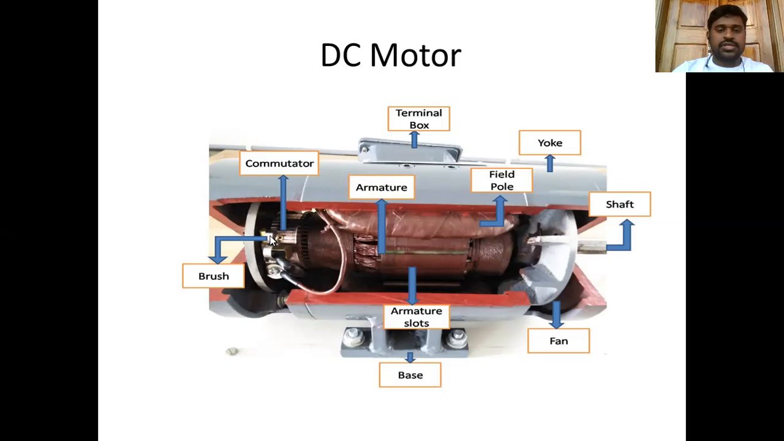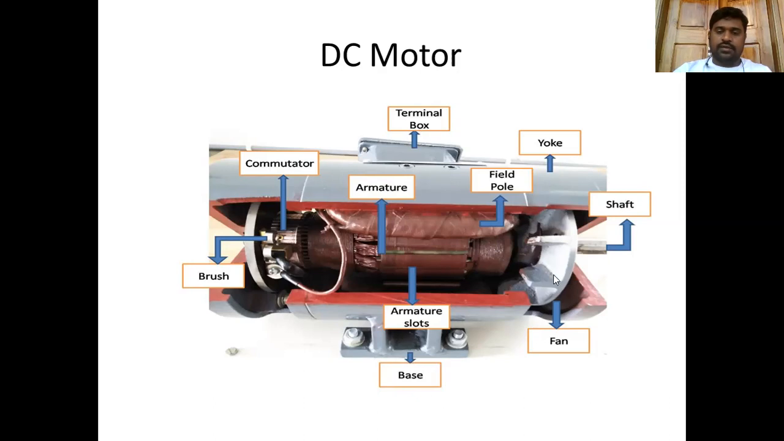The brushes are in physical contact with the commutator, so that current is collected from the brushes in the case of a DC generator, whereas in the case of a motor, the current is supplied from the brushes. Through the brushes, we will send the current to the armature. And this is a terminal box. The terminals are taken out from here.